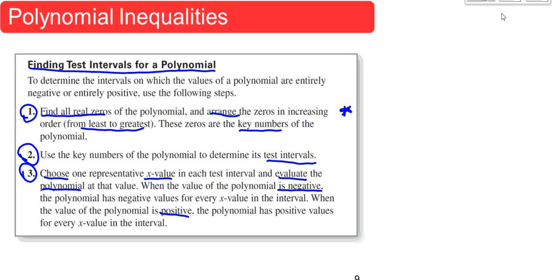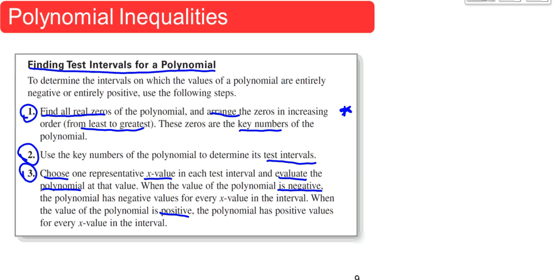Use the key numbers to determine the test intervals. Choose one representative x value in each test interval and evaluate the polynomial. When the value of that polynomial is negative, the polynomial has negative values for all of those x values in the interval. And when the value of the polynomial is positive, it has positive values for every one of those.